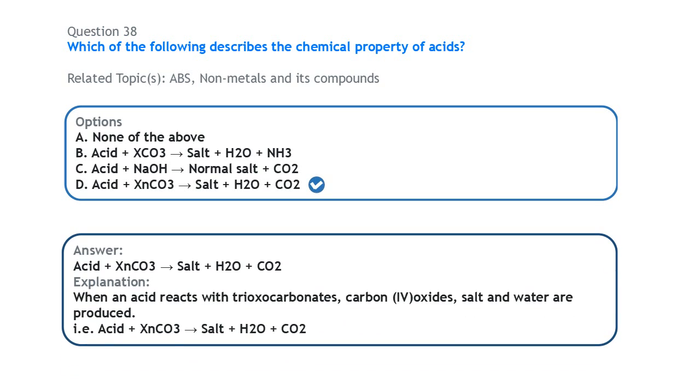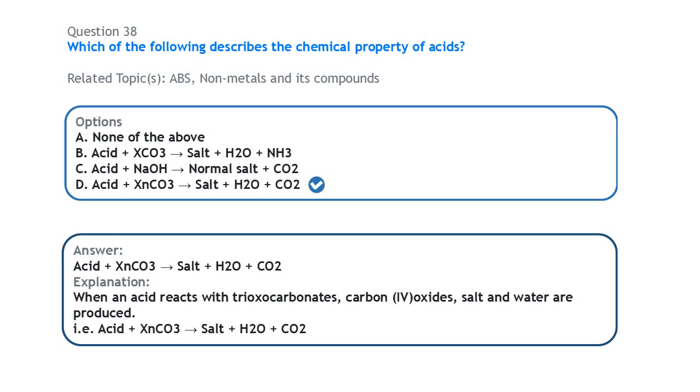Acids will react with trioxocarbonate. Generally, acids react with trioxocarbonate to form salts, water, and carbon dioxide. If you look at this reaction here, an acid reacts with sodium hydroxide, which is a base, to form normal salt and carbon dioxide. This is one. When acid reacts with bases like that, they form salt and water. Okay, they form salt and water.